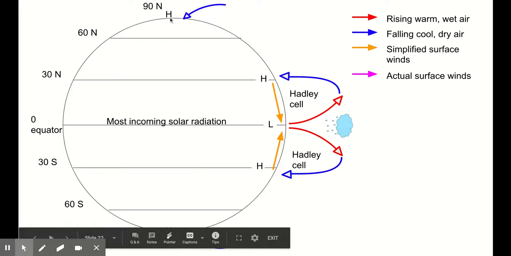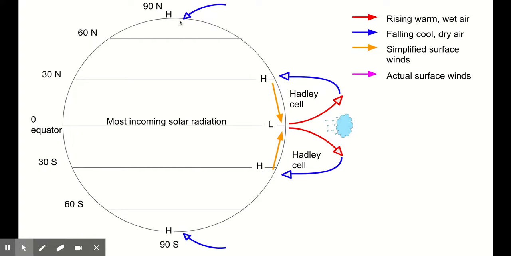So our air wants to move away from this high pressure zone. And here at the North Pole, it's got only one direction to go. It's got to go south. There is no north. So our air will always move from north to south here and from south to north at the South Pole. What's going to happen next?